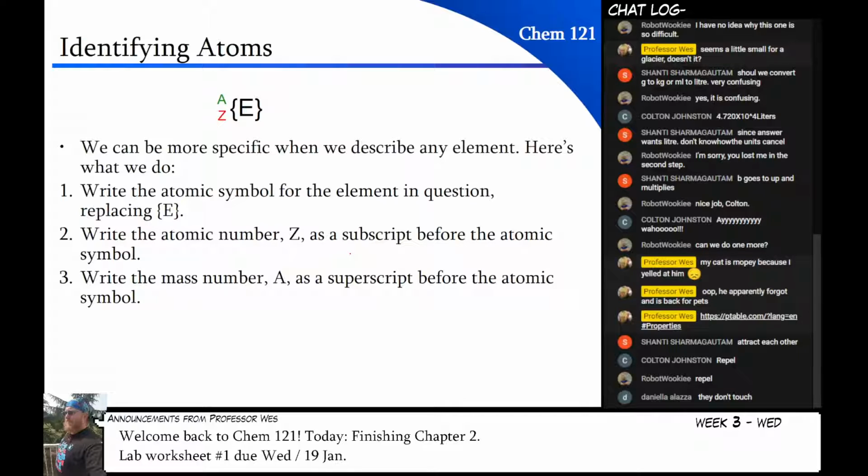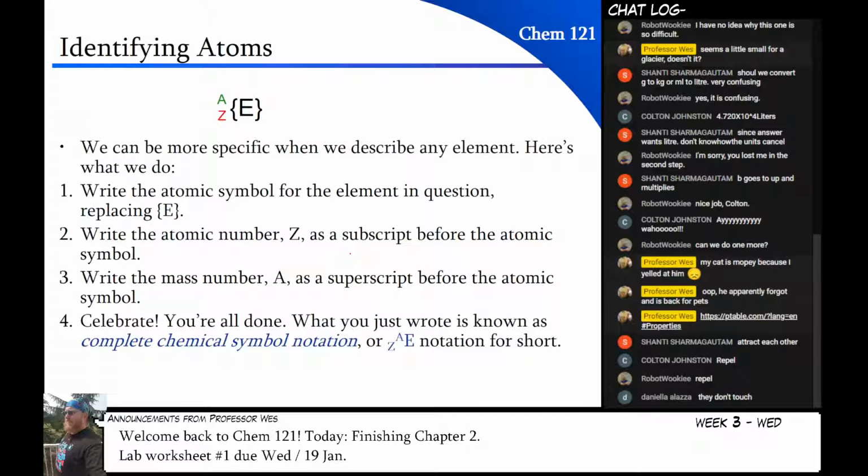And then finally, the last step in this process is celebrate because it's done. So this is known as complete chemical symbol notation. It's also known as isotopic symbol notation. Or if you're like me, I just write ZAE notation. I've sort of made up that term. Hopefully it will catch on. It's way easier to type than that whole sentence. So that's where I go with that.